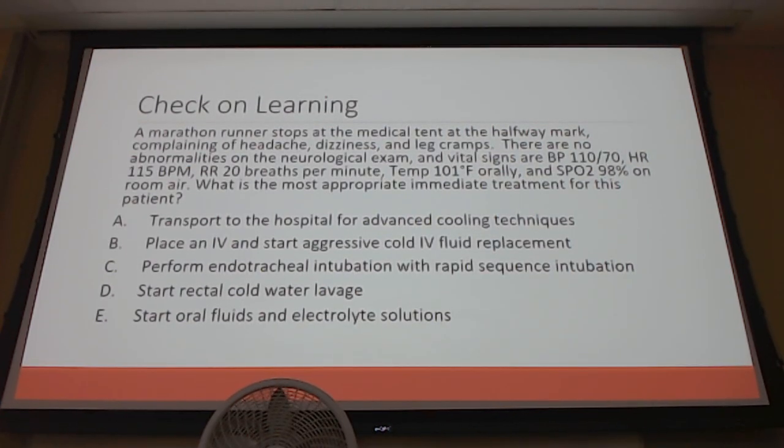Let's keep going here. So you've got a marathon runner who stops at the medical tent at the halfway mark, complaining of headache, dizziness, and leg cramps. No abnormalities in the neuro exam. Vital signs: 110/70, heart rate 115, respiratory rate 20, temperature 101.1, SpO2 98% on room air. What is the most appropriate immediate treatment for this patient?